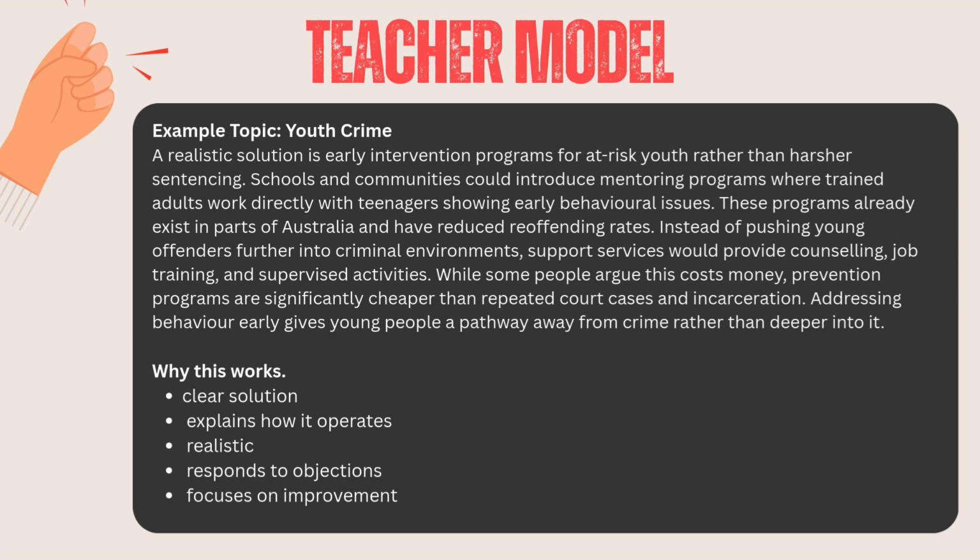So when you're looking at my paragraph here on youth crime, when I'm looking at that satisfy, you can see that I have proposed early intervention instead of harsher sentencing. I've explained what a mentoring program looks like. I've referenced that they actually already exist in Australia. I've addressed the cost concerns where I've said that it's actually cheaper than repeated court cases and incarceration. And I've highlighted that it will reduce reoffending. So this particular model here works because it's clear, it's logical, it feels like you can achieve it, and it responds to those counter arguments.